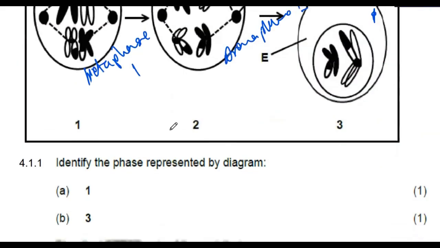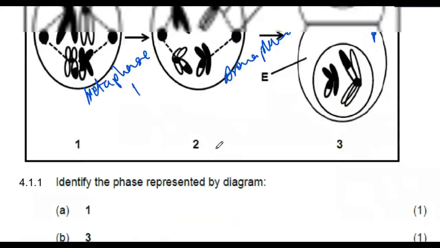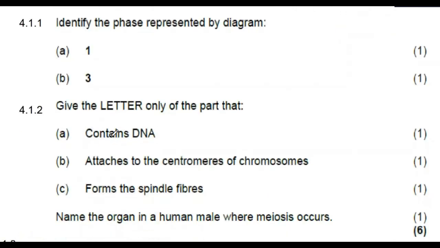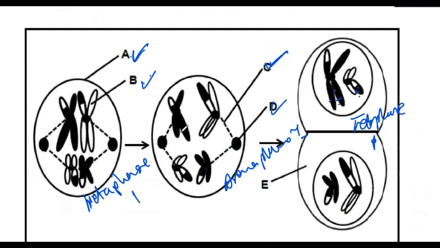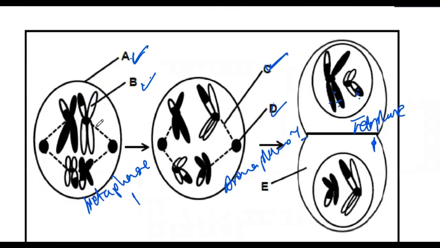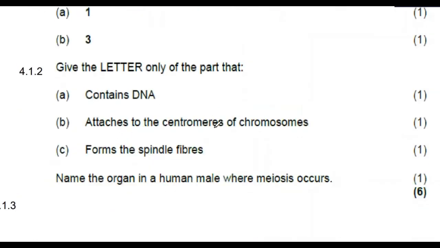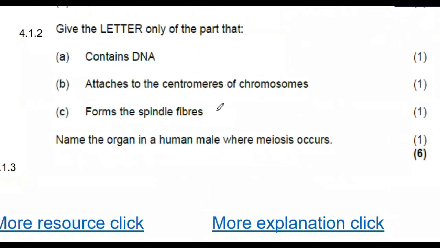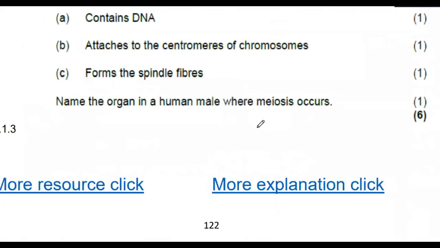So you see that once you name these, you are able to answer this question. What is phase one? We have seen it is metaphase one. What is three? It is telophase one. Then give the letter of only the part that contains DNA. It is B, the chromatid, because in this case they didn't mention any chromosome here. The part that attaches to the centromere is the chromosome, which is C. And the part that forms spindle fibers, the centrioles, is D. You see, we are able to answer these questions.